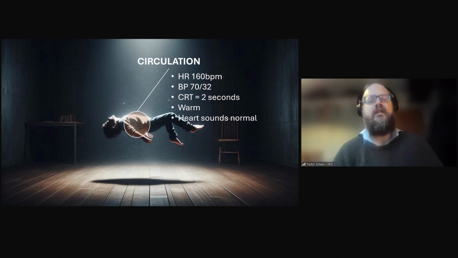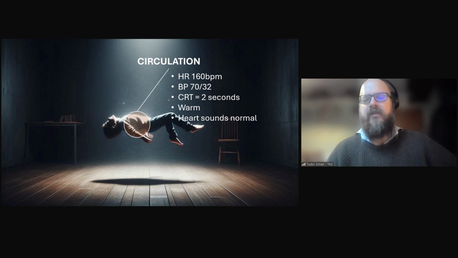We need to do a full set of observations. Tachycardia in this child, 160 beats per minute. This can occur with fever, pain, hypovolemia, cardiomyopathy, arrhythmias, as well as status epilepticus, which is on the list as to what might be going wrong with this child.